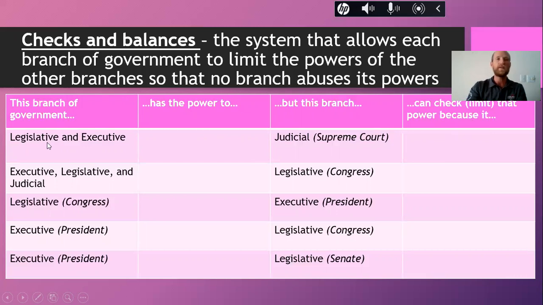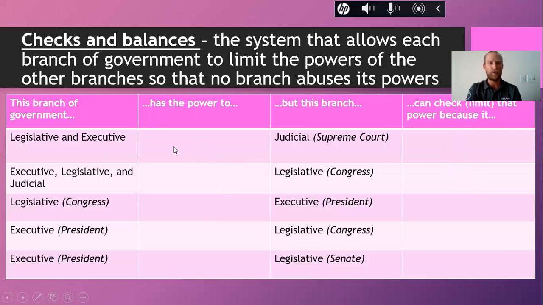So for example, the first row here would read, the legislative and executive branch has the power to blank, but the judicial branch, specifically the Supreme Court, can limit that power because it can blank. So I helped you out on rows 1 and 2 to get you started because they're a little difficult. It's a little tricky to figure out how to fill in this chart. So I gave you the powers here in the first blanks, and then you had to figure out the checks or the limits on those powers.